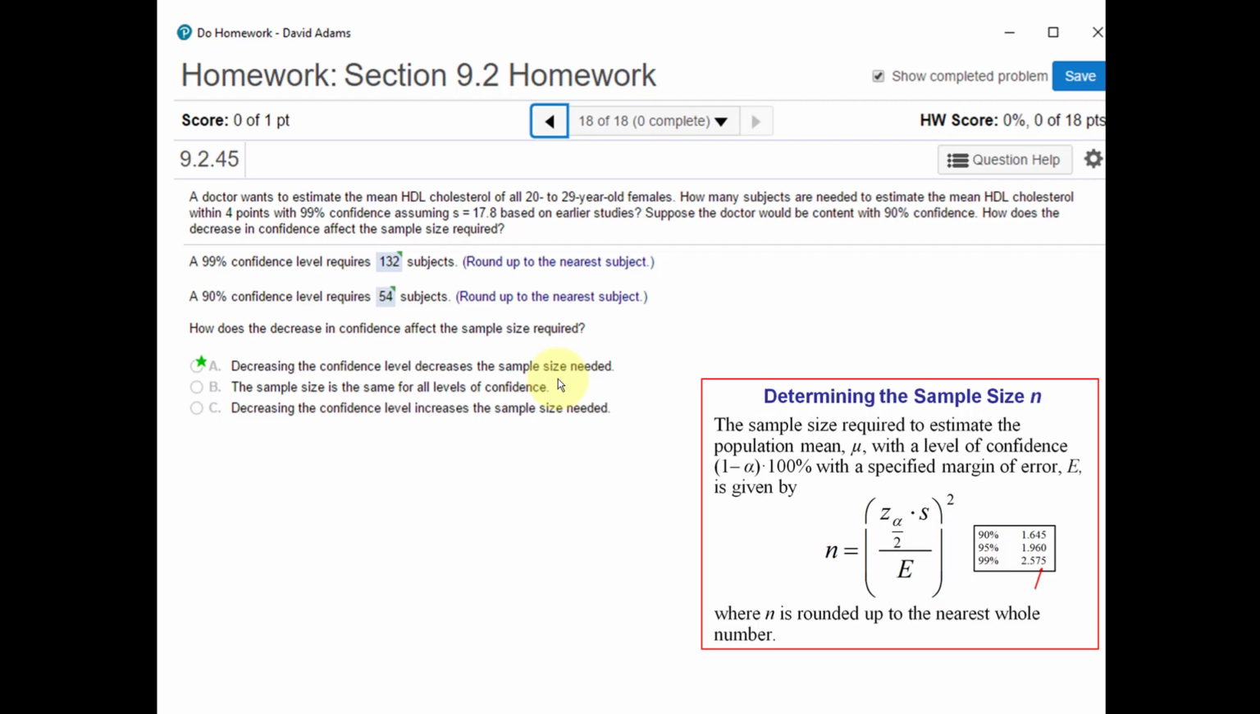But always round up. It has to be the smallest integer that's greater than or equal to the number you get from the calculations. So even if it says 99.01, you have to go up to 100 because you need an integer value greater than or equal to the value that you solve for when you use this formula.